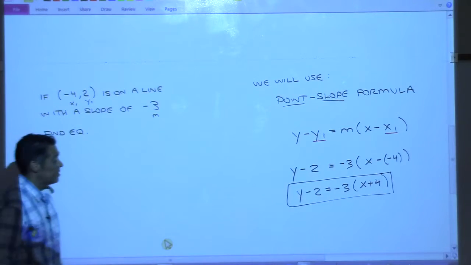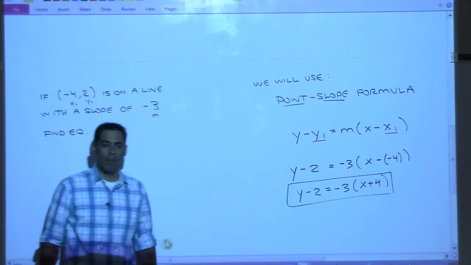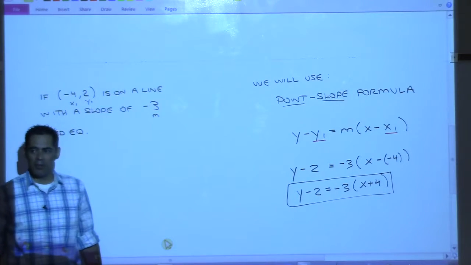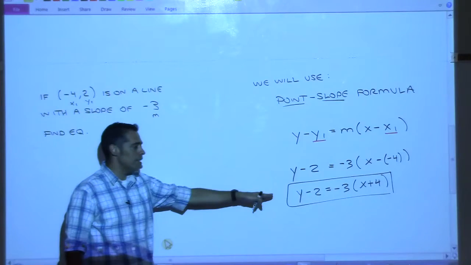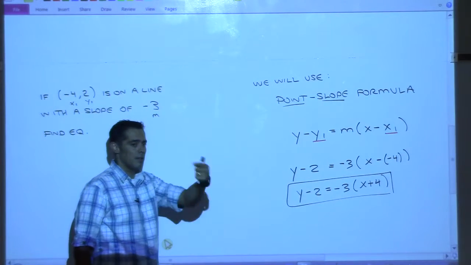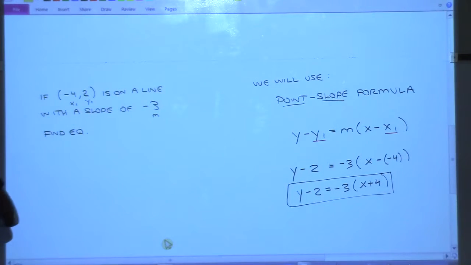What if I then asked you after this to put this into slope-intercept form? What would I be asking you to do? If I told you, okay, you have the equation of the line, but I want it in slope-intercept form, what am I telling you to do? What does slope-intercept form mean?